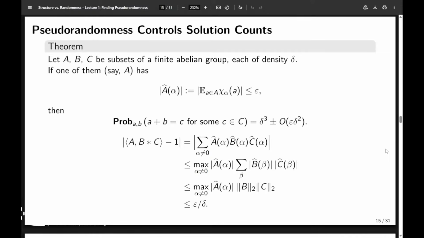Then the conclusion is that you can control the number of solutions to the equation A plus B equals C. It's very close, for the right parameters, to just delta cubed.